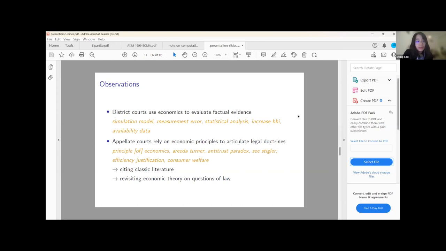Another key observation I want to make is that by comparing the words and phrases that this methodology picks up for district and appellate courts, I can see how district judges and appellate judges are using economics differently in their opinions. For example, in the district courts sample, we see phrases such as simulation model, measurement error, statistical analysis, and availability of data, and so on and so forth. These are often indicative of factual evidence being discussed or evaluated in court. Right? This involves expert testimonies from both sides, and then the judges are going to evaluate them.